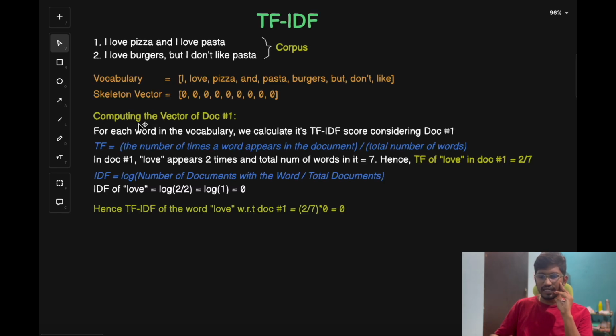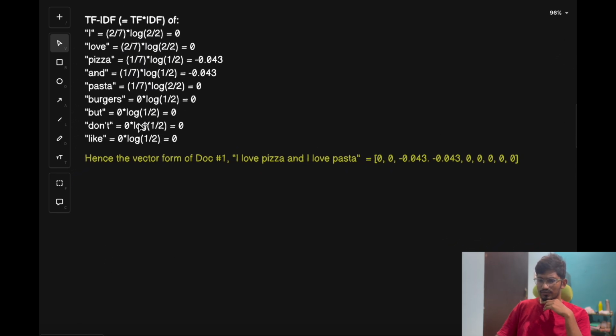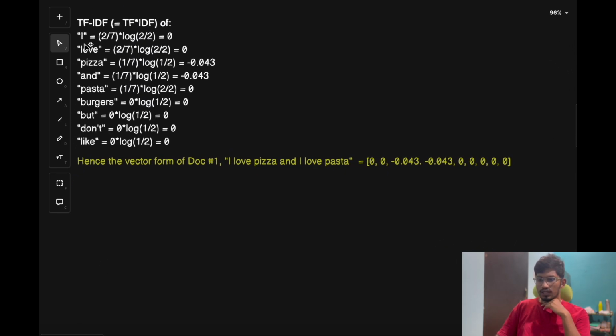So TF-IDF converts each document into a vector using the set of vocabulary. Similarly, if we calculate the TF-IDF score for all the words present in the vocabulary considering document number 1, we get the vector form of document 1, which is I love pizza and I love pasta: 0, 0, then minus 0.043, then minus 0.043, then 5 zeros. So this is how we convert an entire sentence or entire document into a vector using the TF-IDF method.